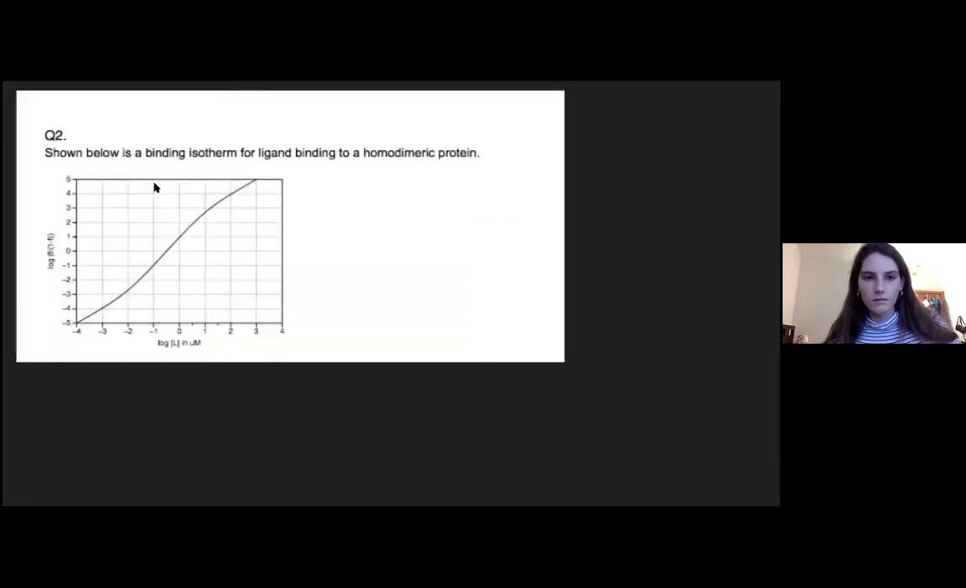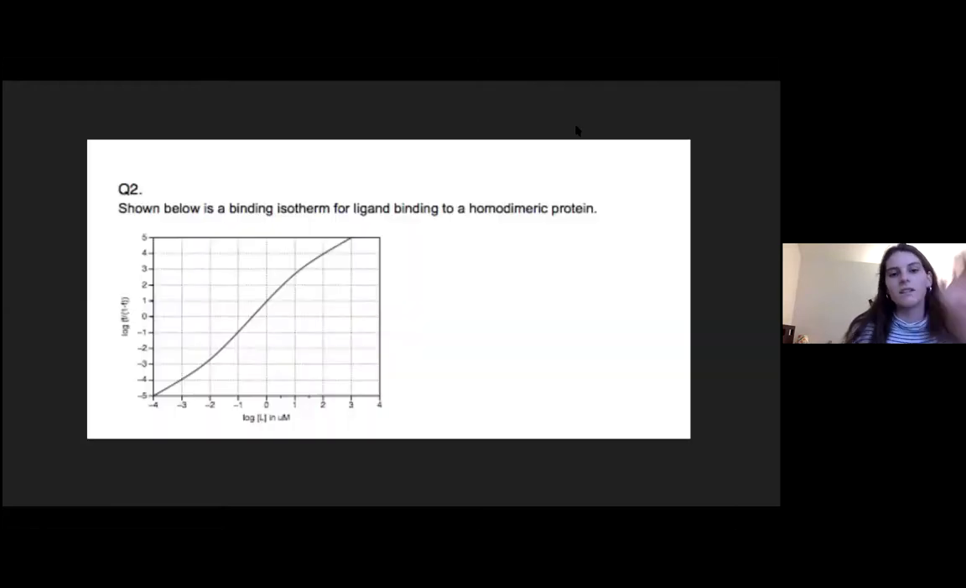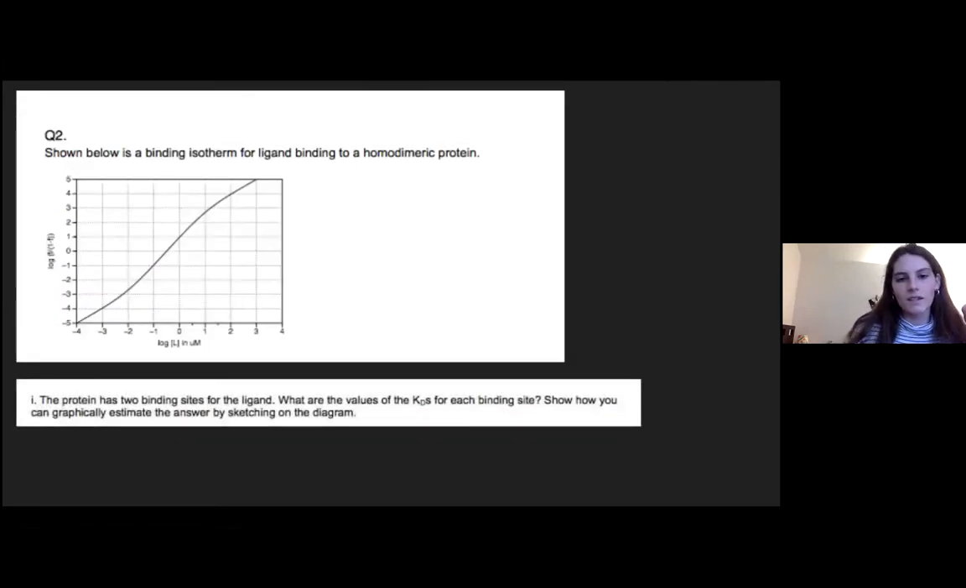Okay, so I'll be presenting on question 2 of problem set 12. The question gives you a binding isotherm and it's asking, the protein has 2 binding sites for the ligand. What are the values of the KDs for each binding site? And show how you can determine this using the graph.